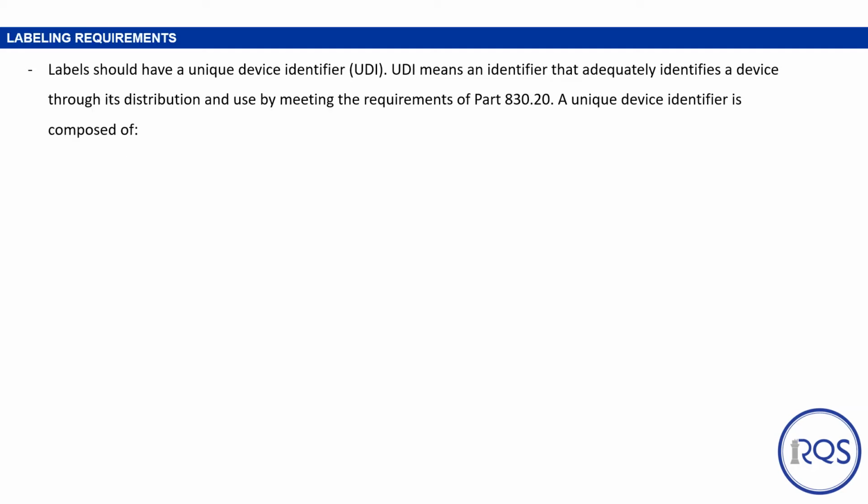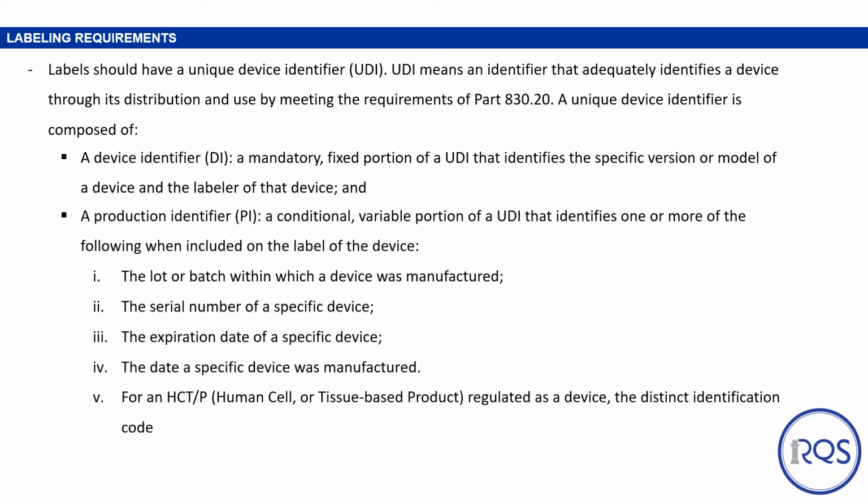Let's now discuss labeling requirements. Labels should have a unique device identifier, or UDI. UDI means an identifier that adequately identifies a device through its distribution and use, meeting the requirements of Part 830.20. A unique device identifier is composed of a device identifier and a production identifier. A device identifier is a mandatory fixed portion of a UDI that identifies a specific version or model of a device and the labeler of that device.